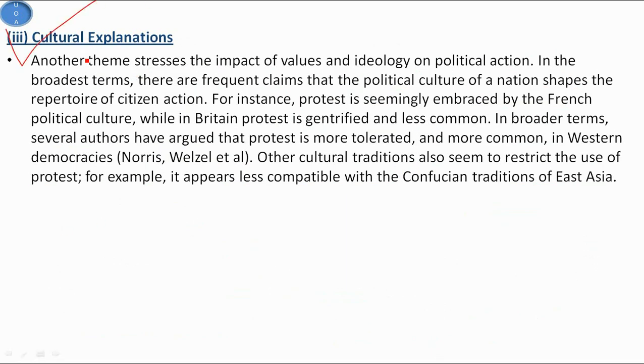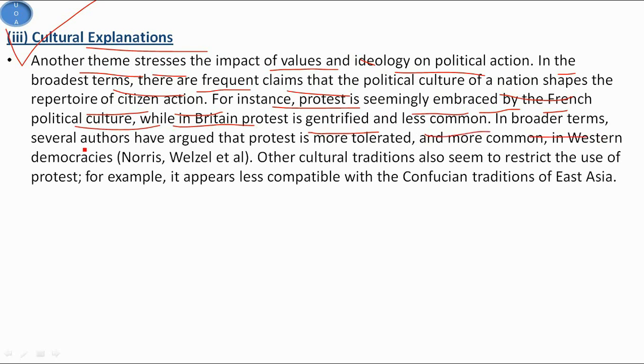Now we consider the cultural explanation for protest. Another theme stresses the impact of values and ideology on political action. In the broadest terms, there are frequent claims that the political culture of a nation shapes the repertoire of citizen action. For instance, protest is seemingly embraced by the French political culture, while in Britain protest is gentrified and less common.